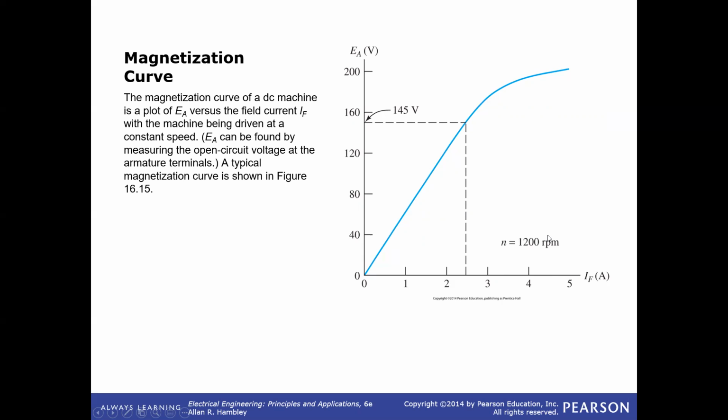Depending on the speed, for example, this is the magnetizing curve where the motor speed is around 1200 rotations per minute. So this is the curve for this speed. From this, for the IF given here, based on this graph, it will produce 145 volt.